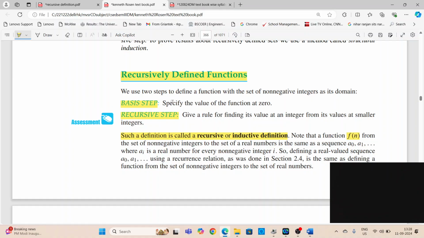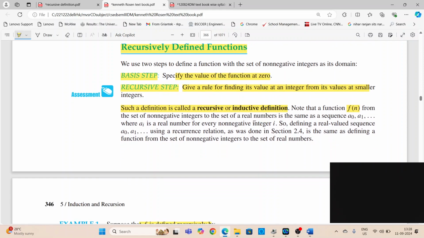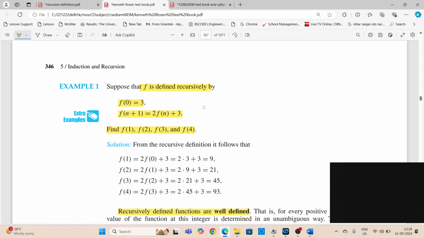Your recursively defined functions have two steps. The first step is called the basis step, where we'll be specifying the value of the function at 0. Then the second step is a recursive step. Here we'll be giving a rule for finding its value at an integer from its value at smaller integers. This type of definition is called a recursive definition. We can take an example here.